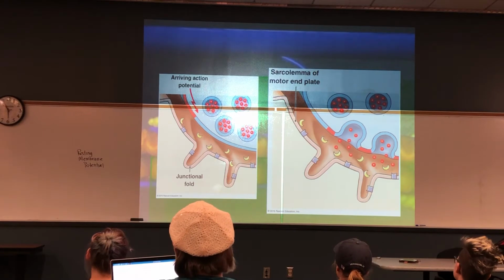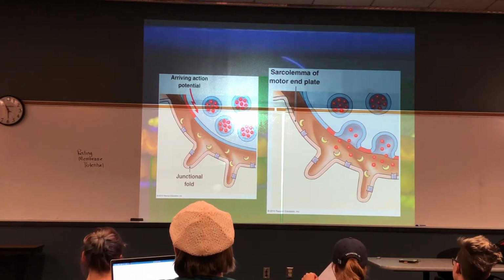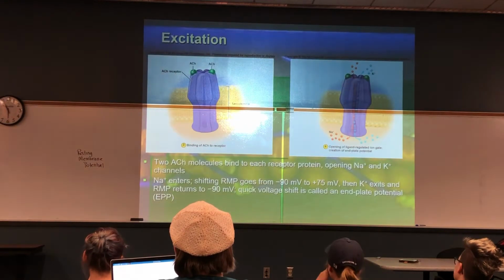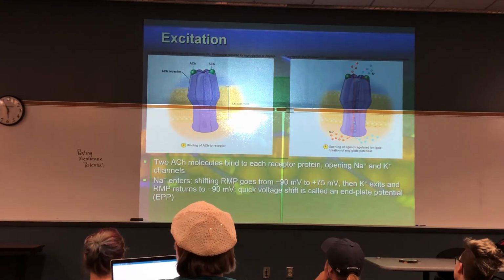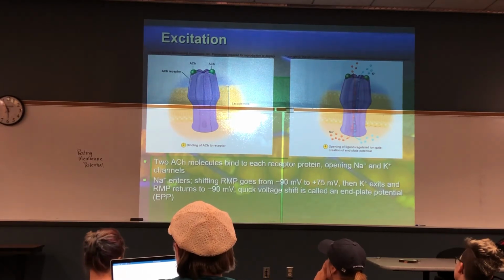Well, this is the picture from your book. You can see that you have these vesicles moving and they're binding. And this is all the membrane of the muscle. So once they bind, look what happens. They open up the channel. And sodium rushes in, potassium leaves almost instantly, and it creates a spark.